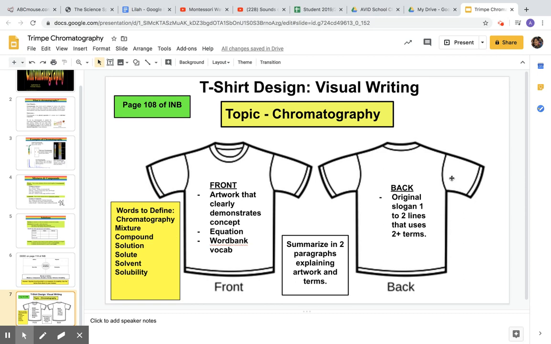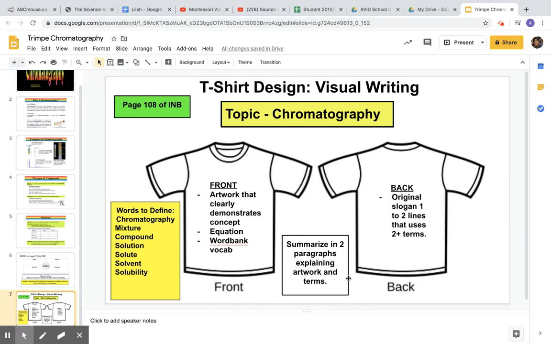The back side of your T-shirt. You're going to come up with an original slogan. That is up to you. It can be 1 to 2 lines. It does need to use 2 of the terms from the word bank, so the word bank over here in yellow. Main topic is chromatography. And then the last thing you're going to do is summarize the front and the back.